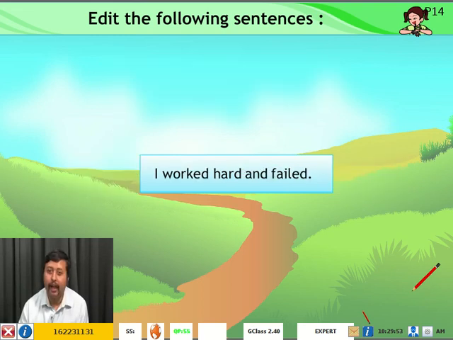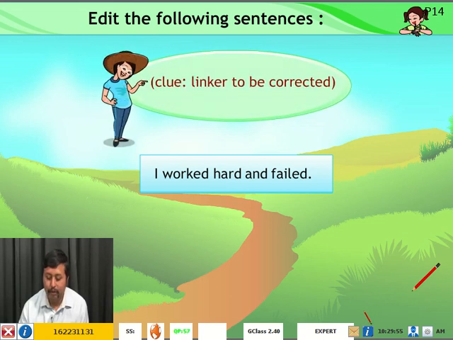I worked hard and failed. Link to be corrected. I worked hard and failed. If I worked hard and failed, can this be? This cannot be. If you work hard, you will get the result. So what will the sentence be? If you don't get a good result, that is the opposite. So the word we need to use is very good. It has to be but. I worked hard but failed. I worked hard but still failed.